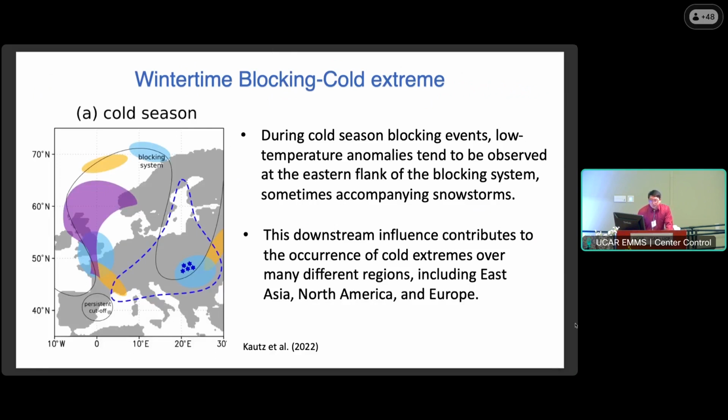So as we discussed already yesterday, blocking has been extensively studied, partly because of its linkage to many different surface extremes. One of the examples for winter blocking is cold extreme. The illustration here depicts one of the blocking types, omega-shaped blocking over Central Europe. And we often see low temperature anomalies developed at the eastern flank of the blocking systems, as indicated by the blue dashed line here. And this downstream influence of blocking contributes to the occurrence of cold extremes over many different populated regions.